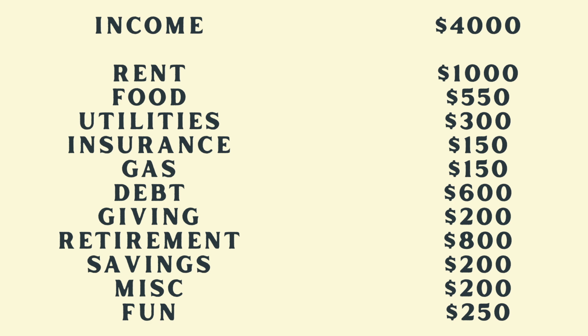So we're going to move some of these numbers around. We're going to go to $400 for food, down to $100 in miscellaneous, and down to $100 in fun. And that gets us right there at the $4,000 mark, which is 0 remaining dollars. Yes! It was so easy. It was so simple. Why doesn't everybody do this?